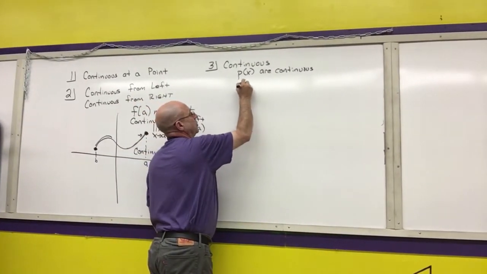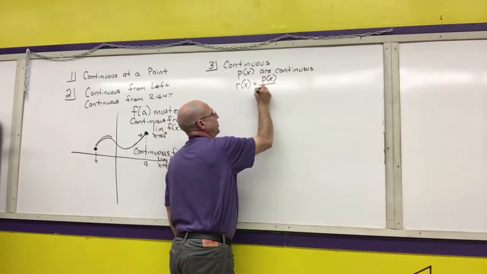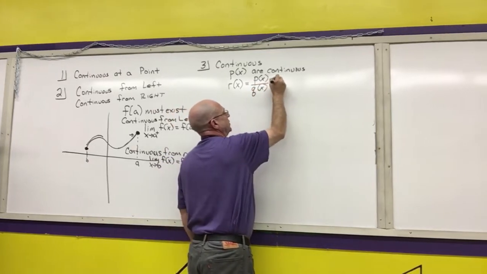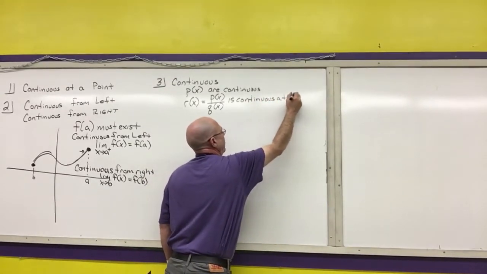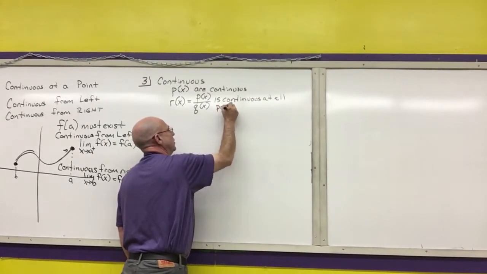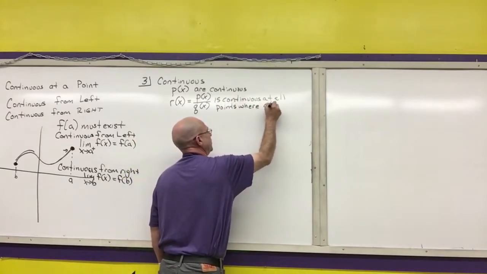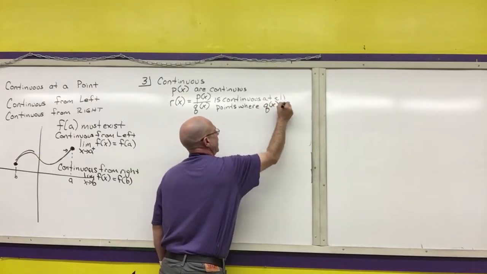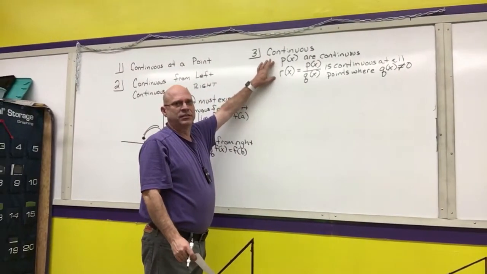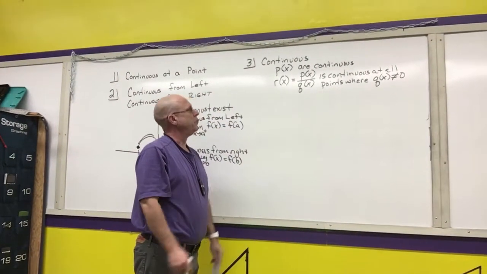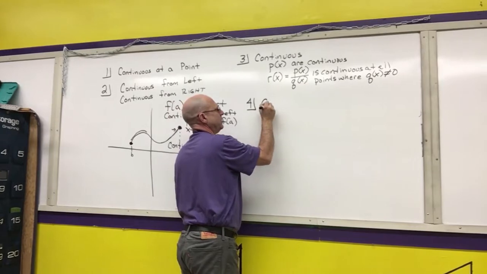A rational function, which is the quotient of two polynomial functions, is continuous at all points where the denominator's function, in this case q of x, does not equal 0. And we're going to leverage these two facts to help us solve different types of continuity problems. The last type of continuity I want to discuss is continuity on an interval.